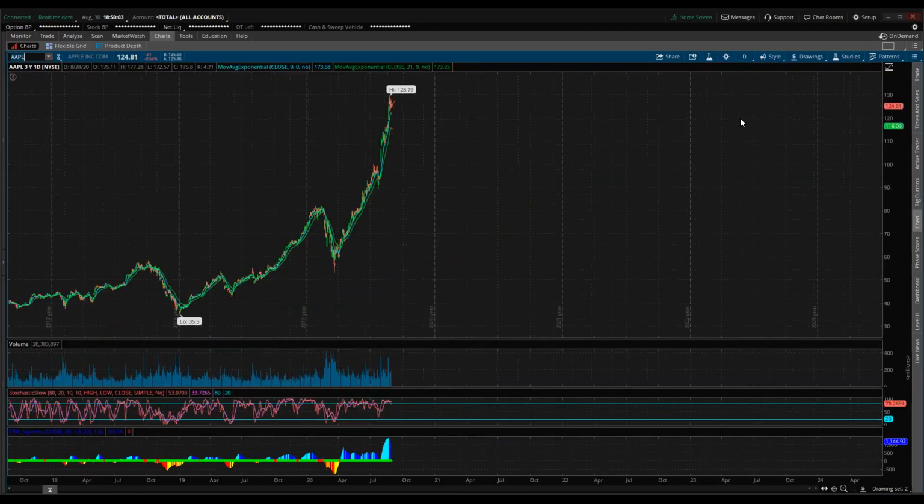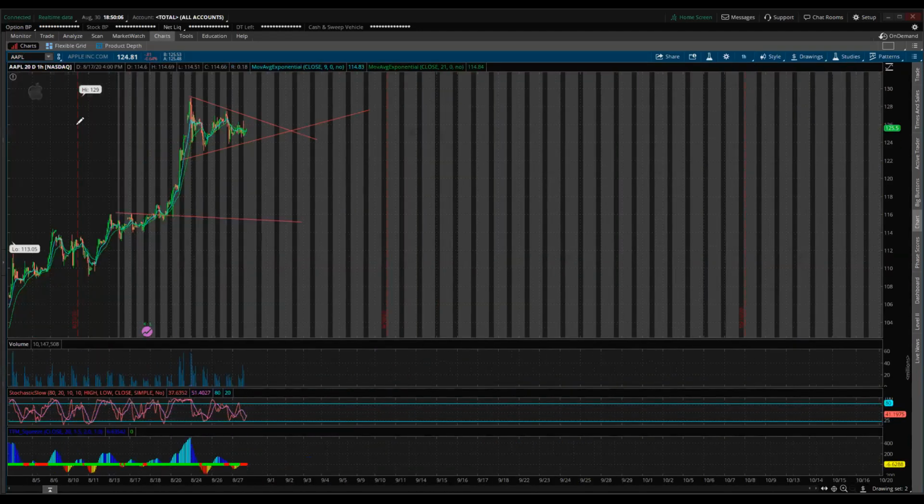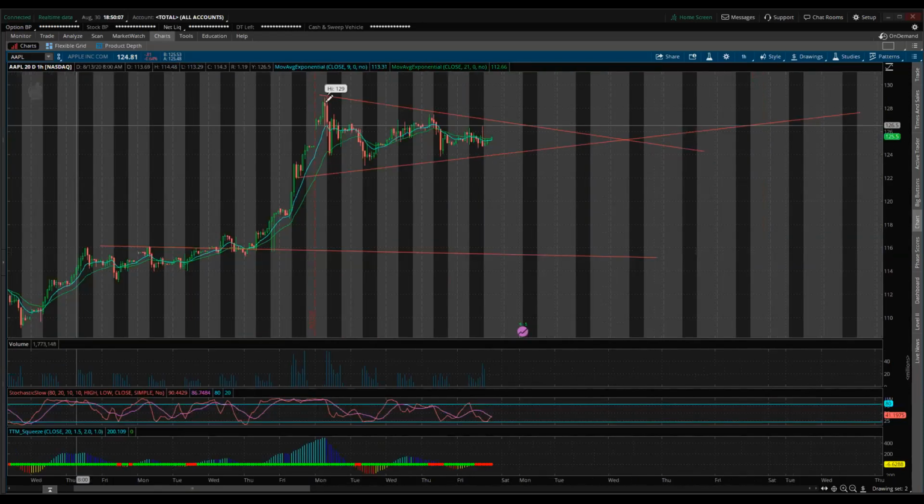Some other triangle formations are on Apple right now, in my opinion. You see this triangle forming. See it hit the bottom once, twice, three times, four times, kind of. I can redraw this. Oh, there's one more thing I want to add.